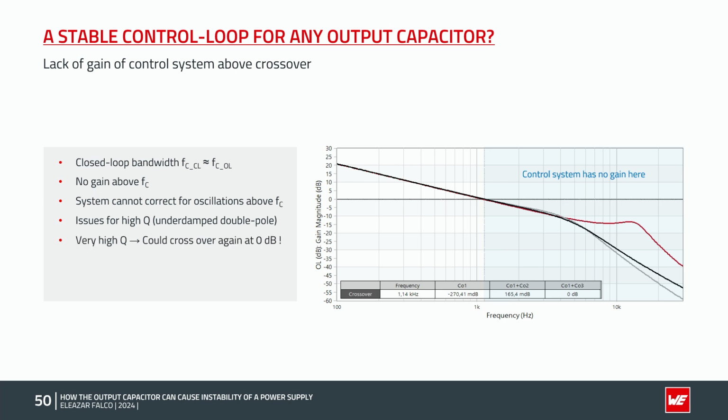However, in addition to the degradation in the transient response speed and higher undershoot, we must be aware that in the case of a very high quality factor, the peaking of the magnitude could cross over the 0 dB line more than once, and that could make the control loop unstable altogether.